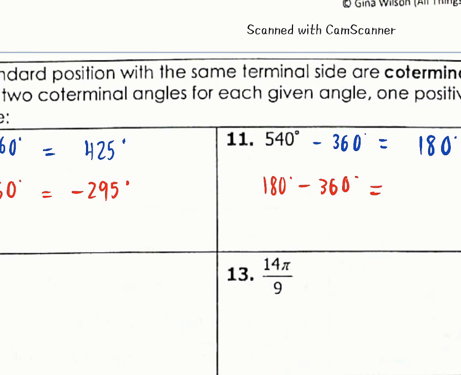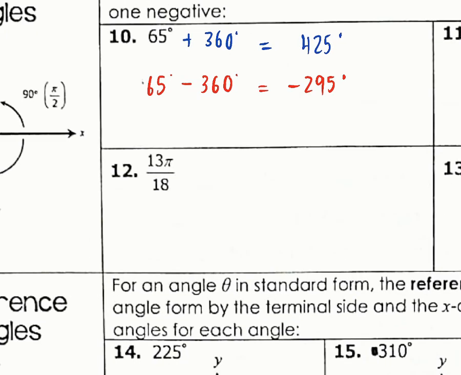So I took a coterminal angle and I subtracted 360 to find another coterminal angle. So I went from a coterminal angle to another coterminal angle. Is that illegal? No, it's fine. I kept subtracting 360. What is 180 minus 360? So the positive and negatives I came up with are positive 180 and negative 180. It's that easy, guys.